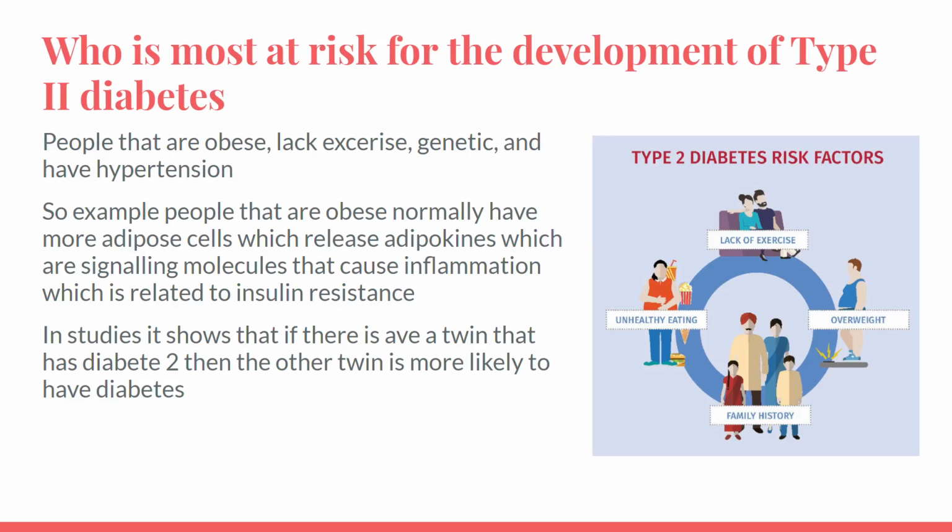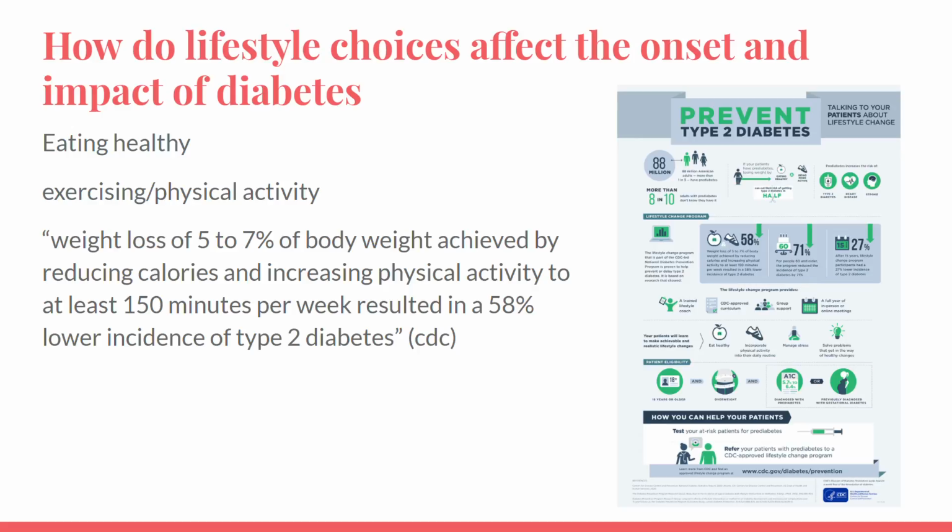So who is most at risk for developing diabetes 2? People that are obese, lack exercise, have genetic disposition, and have hypertension. So for example, people that are obese normally have more adipose cells, which release adipokines, which are signaling molecules to cause inflammation, and inflammation is related to insulin resistance. In addition, studies show that if there is a twin that has diabetes, the other twin is more likely to have diabetes.